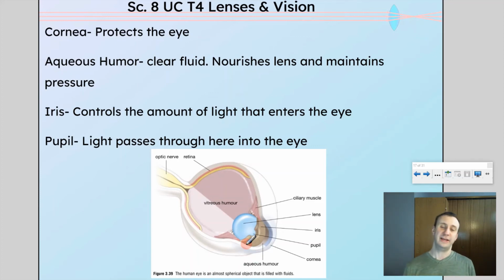The iris is the colored part of your eye. That's the color of eyes that people see. What the iris does is it opens or closes in order to control the amount of light that enters the eye.